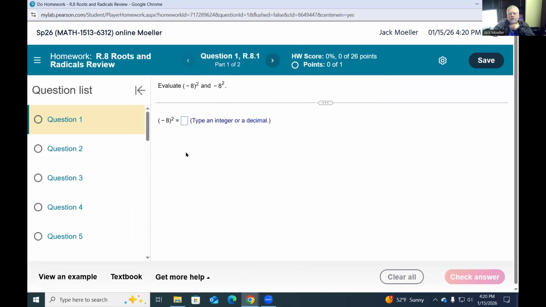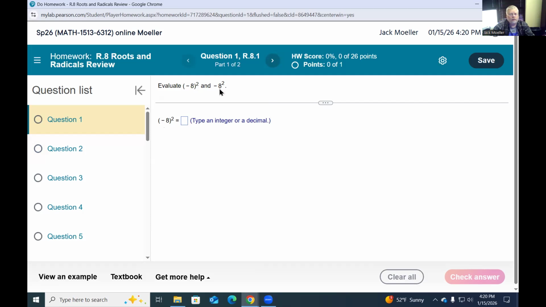Number one, this is a good little review. We just talked about this, and so this is a good place to start. So what's the difference between (-8) squared with parentheses and -8 squared without parentheses? Well, (-8) squared means -8 times -8, so that's a positive 64.